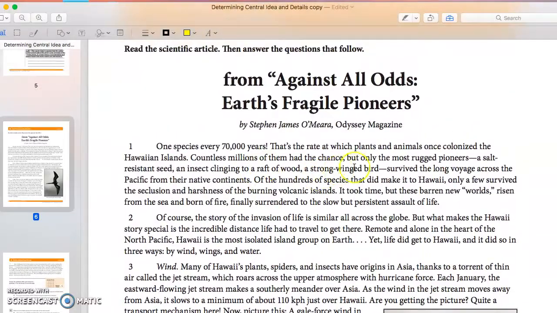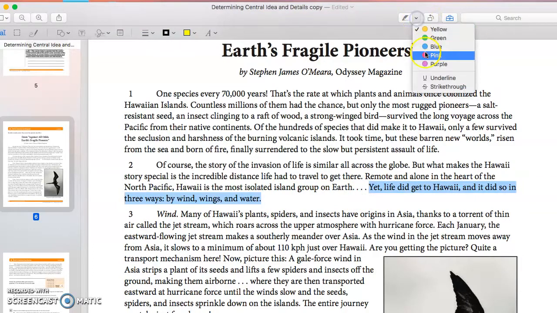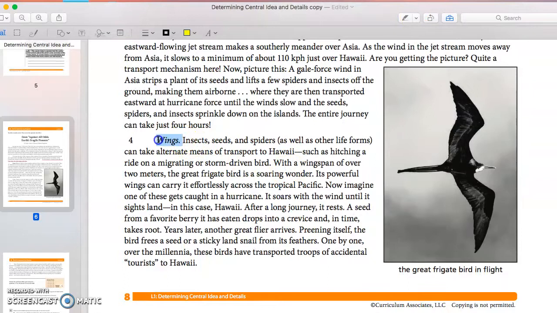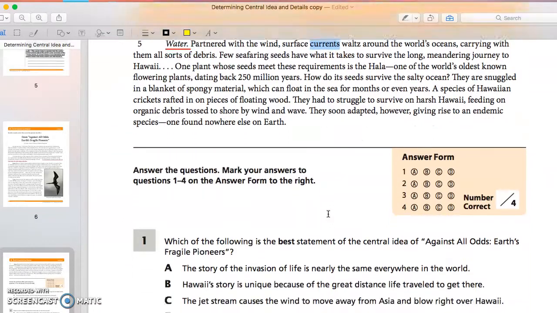Okay, so I'm going to underline only a few survived, like only a few made it to Hawaii. Life did get to Hawaii, and this is how. I'm going to say wind. I'm going to underline all the different parts: wind, wings, and water. Now, I haven't even read about the wind, wings, and water, and I might come back to that, but I do know how to answer this question.